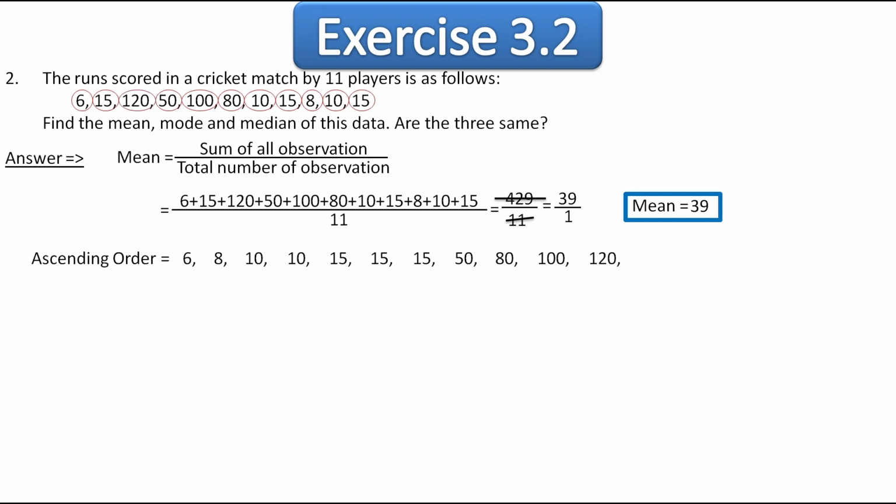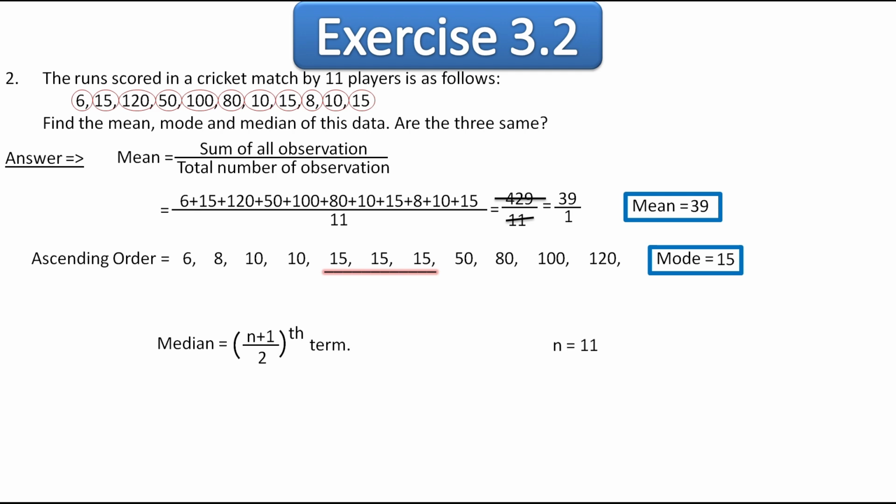Okay, so I wrote all the numbers in ascending order. Now we will check which number is repeated more times, that is 15 here. That's why the mode is 15. Now we will find median by using the formula (n plus 1) upon 2th term, because n is 11 which is odd. So 11 plus 1 upon 2. So 11 plus 1 is 12 upon 2. So I got the term: 2 sixes are 12.